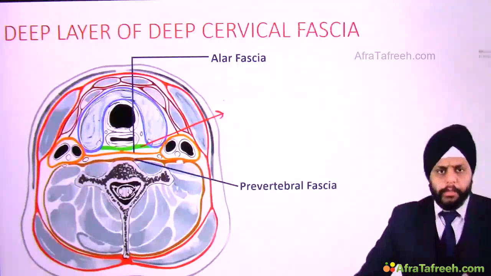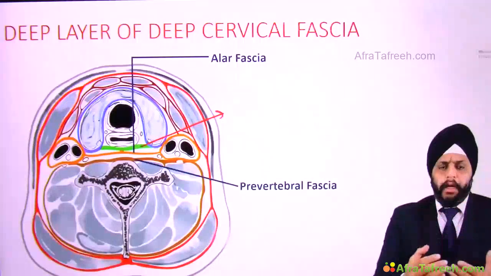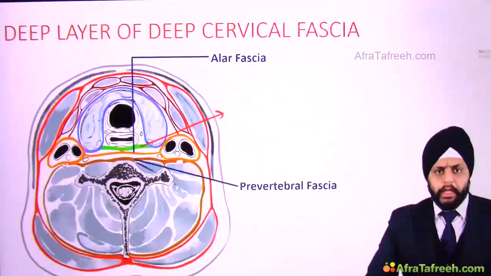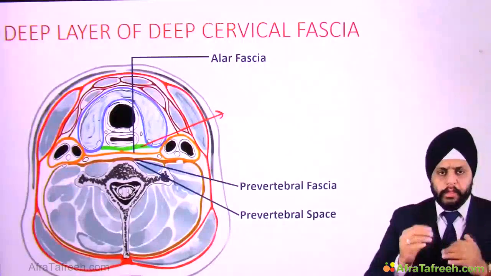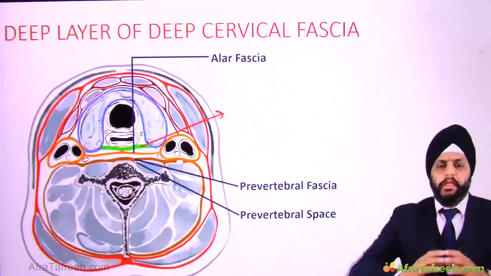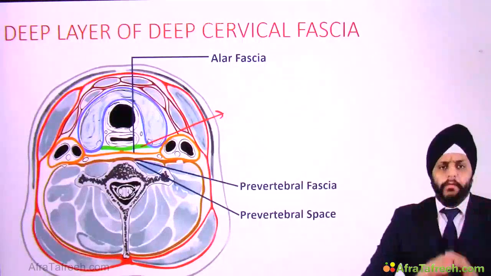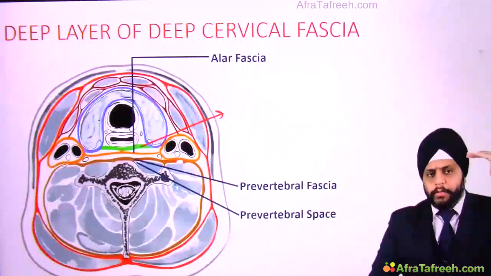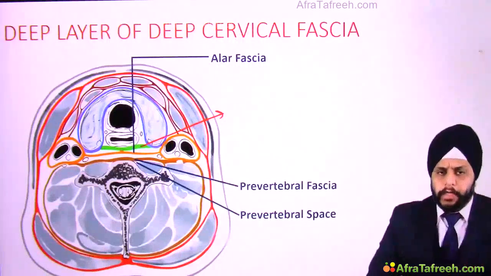Okay, now remember, anterior to the vertebra, we have a space. That space is known as the prevertebral space. This prevertebral space extends throughout the vertebral column. All along the vertebral column, from the skull base, we have the prevertebral space.